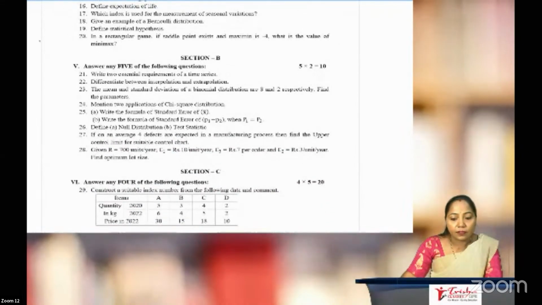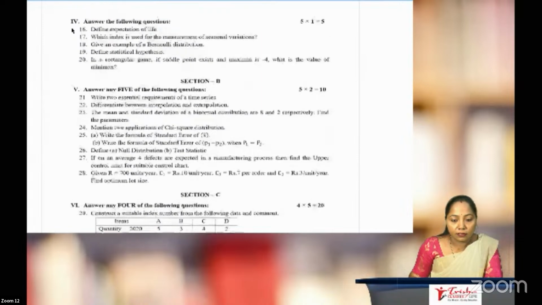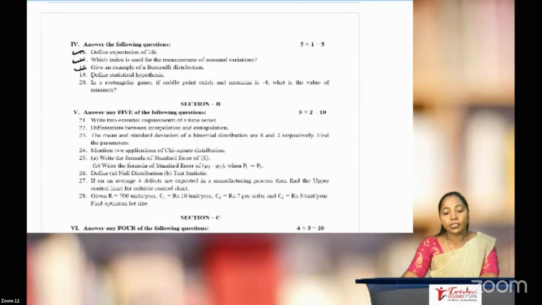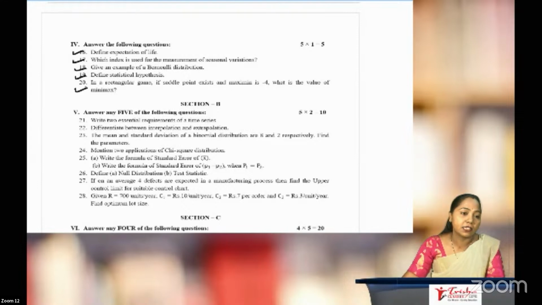Okay. So section Roman number 4, we have answer the following in 1 word or 1 sentence. First question is from vital statistics. Second is from index number, time series. Third question is from theoretical distribution. Fourth question is from statistical inference. And the last is from OR. So you can expect questions from inference, theoretical distribution, and OR under each Roman number.